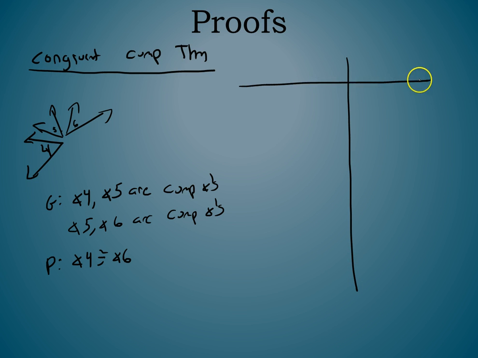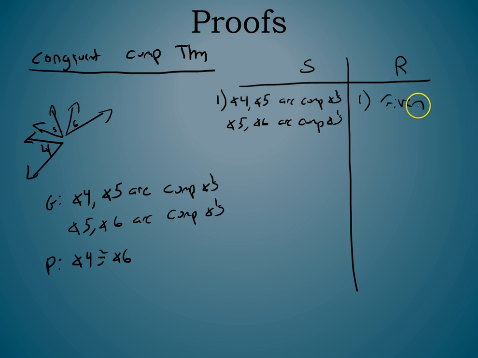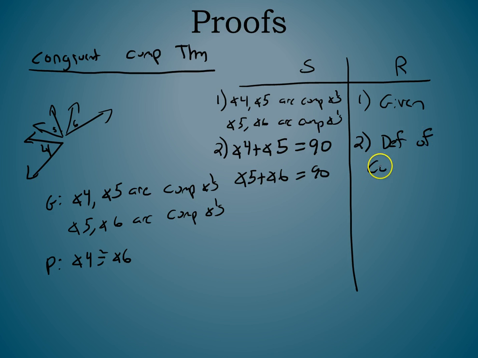Again, two-column proof. First step, we'll start off with our given statements. Angle 4 and 5 are complementary angles. Angle 5 and 6, also complementary angles. That's given. Well, this is pretty much going to be the exact same setup as our congruent supplements theorem. The one key difference is we're talking about complementary angles instead of supplementary angles. Since we're talking about complementary angles, this means that the angles must add to be 90. So angle 4 plus angle 5 equals 90. Angle 5 plus angle 6 equals 90. And that's our definition of complementary angles.